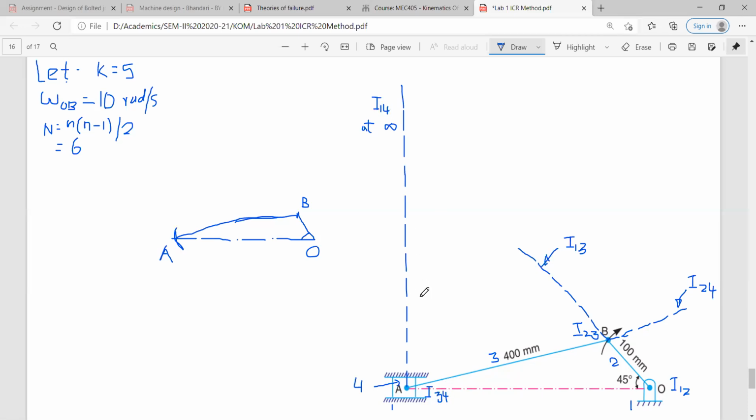I14, I34. So what is remaining? I13. I13 will be coming on this particular line. Got it? Yes or no?